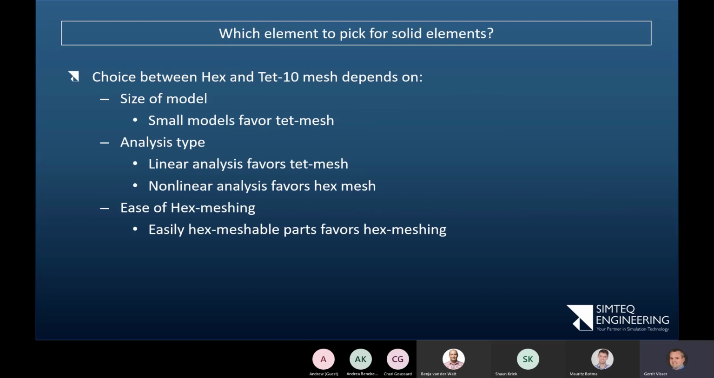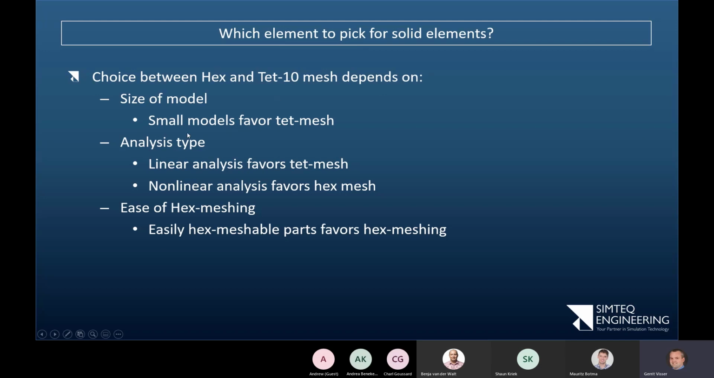So to make it a bit more clear, which element should you pick for solid elements? The answer is it depends on your model. For small models, a TET mesh is not that expensive. If a hex mesh runs in 10 seconds and a TET mesh runs in 2 minutes, I don't care. If that's the only model I need to run, it's probably going to take me longer to set up that model than it is to run. So in that case, it doesn't matter which one you run.